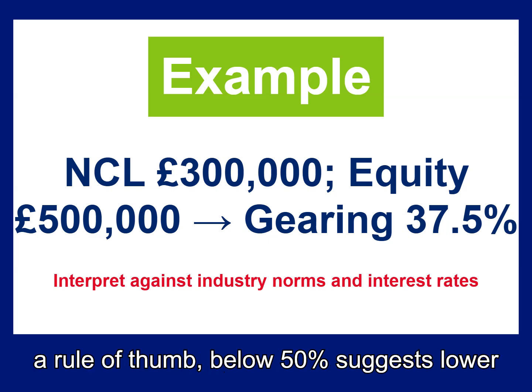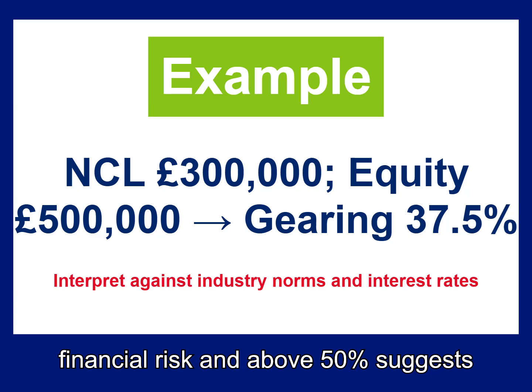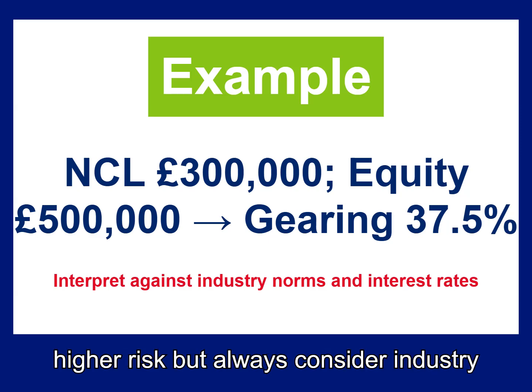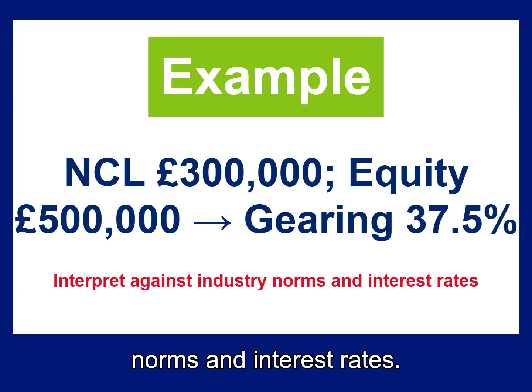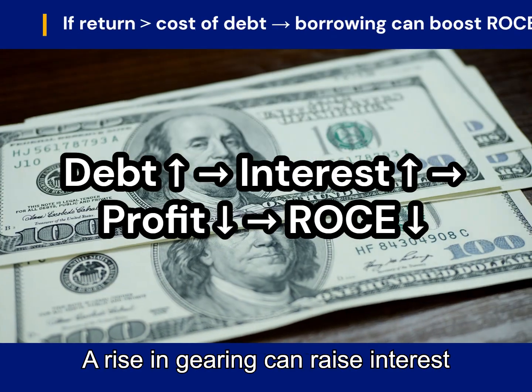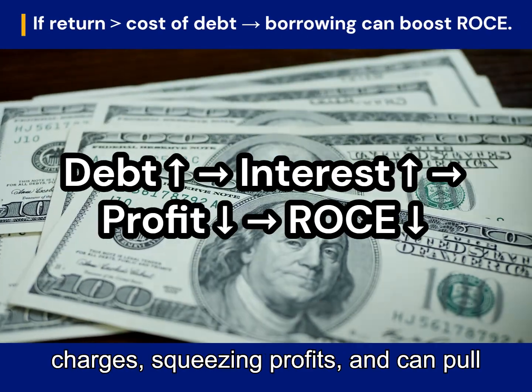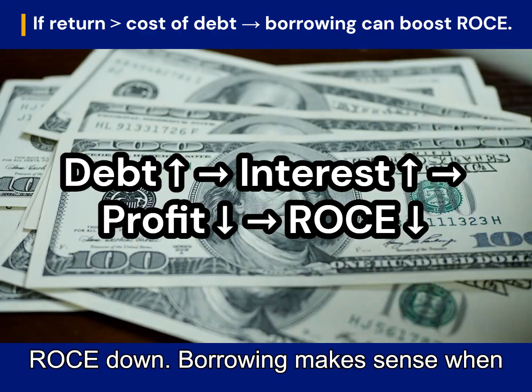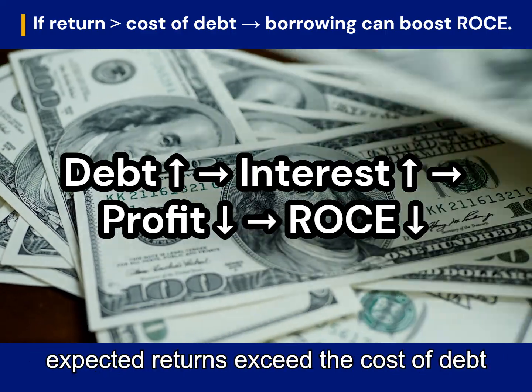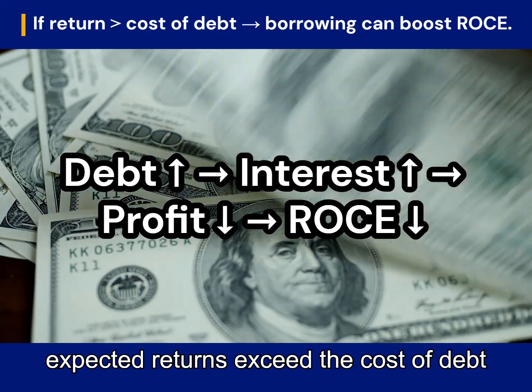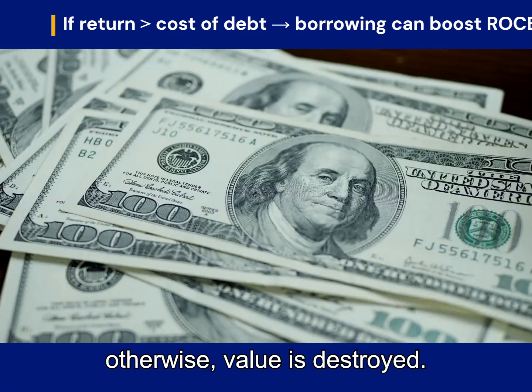As a rule of thumb, below 50% suggests lower financial risk and above 50% suggests higher risk, but always consider industry norms and interest rates. A rise in gearing can raise interest charges, squeezing profits, and can pull ROCE down. Borrowing makes sense when expected returns exceed the cost of debt, otherwise, value is destroyed.